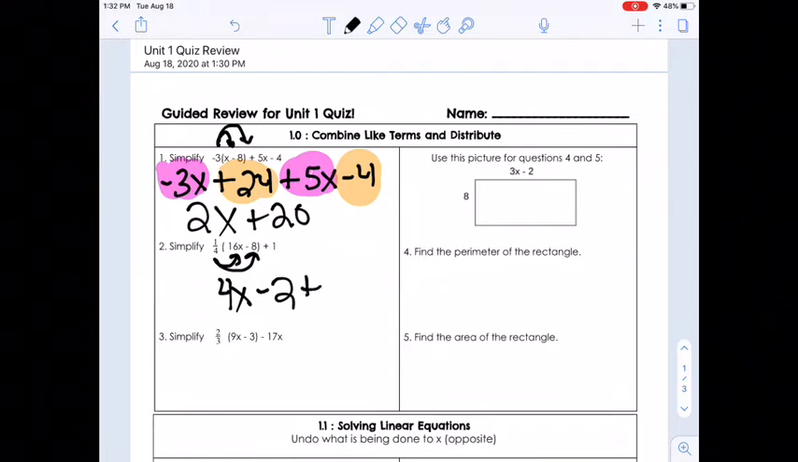And then bring down the 1, which is outside the parentheses. Once you do that, you can combine the like terms of negative 2 and 1. So our answer will be 4x plus 1.